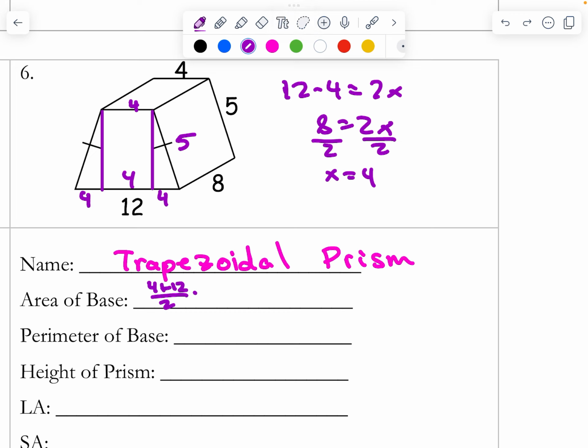Okay. Looks like this is going to be a 3, 4, 5 triangle. So my height is going to be 3. And again, these aren't to scale, so that's perfectly fine that they are not.